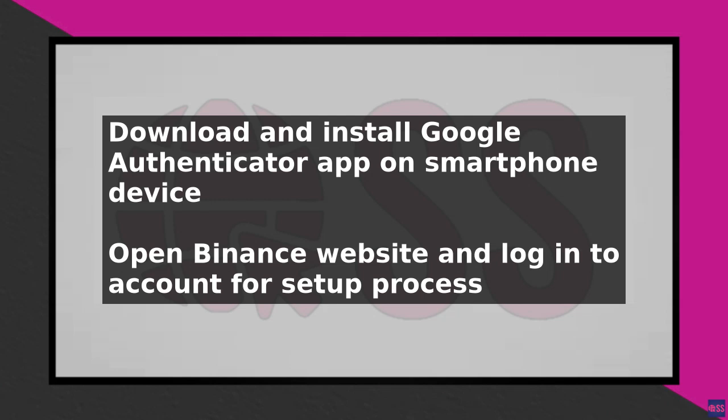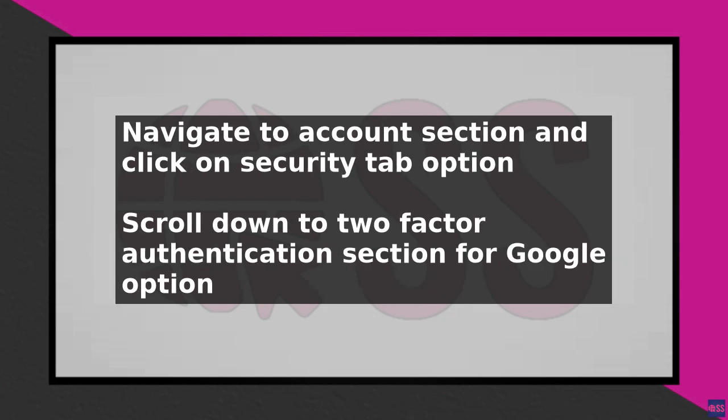First, open the Binance website and log into your account. Navigate to the Account section and click on the Security tab. Scroll down to the two-factor authentication section and click on the Google Authenticator option. You will see a QR code on the screen.